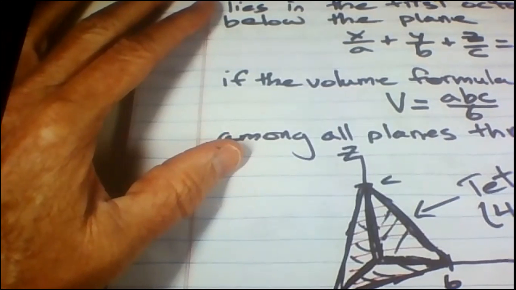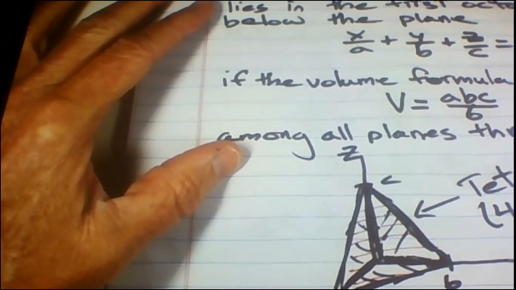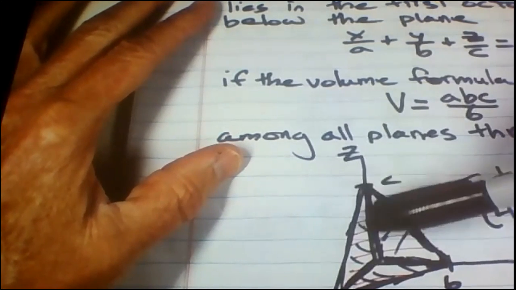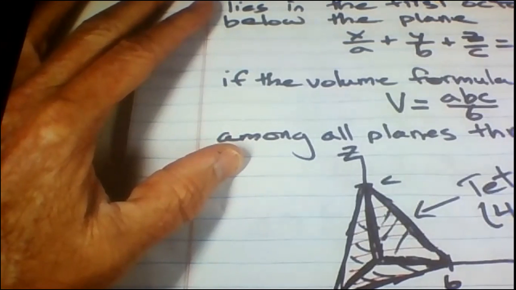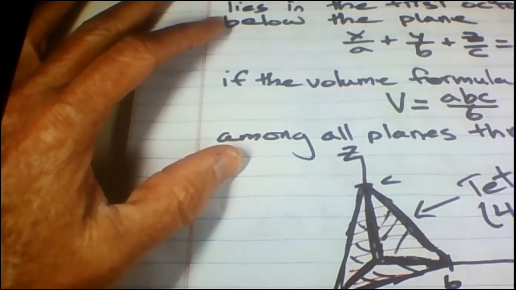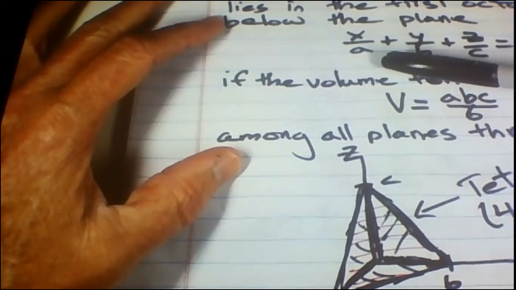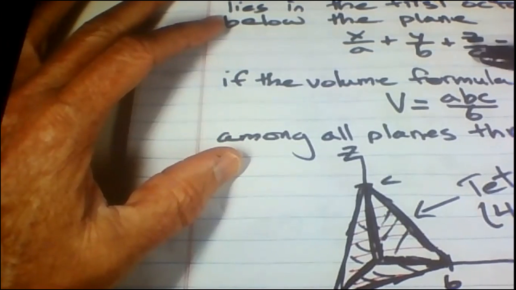Find a tetrahedron. A tetrahedron is a 4-sided figure with triangular sides like this. This is the one in question. That lies in the first octant, right, where x, y, and z are all positive, below the plane x over a plus y over b plus z over c equals 1.